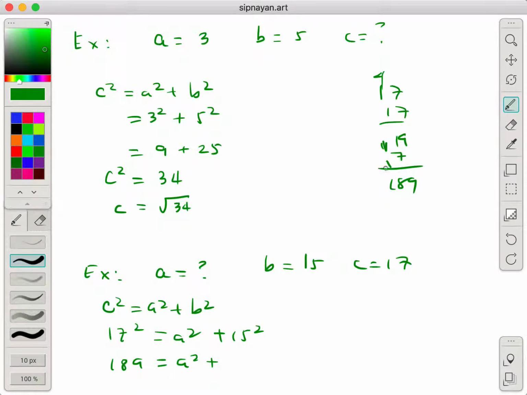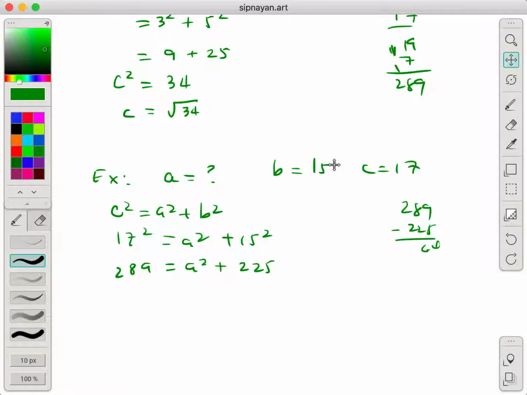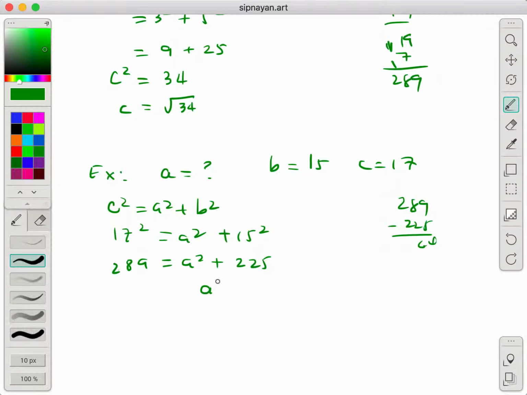Sorry, hindi siya 189, kundi 289. This is 289. So 289 equals A squared plus 225. So what is 289 minus 225? This is 64, di ba? So, magiging A squared sa kanan, ito magiging 289 minus 225, which is equal to 64. Meaning, A is equal to 8.